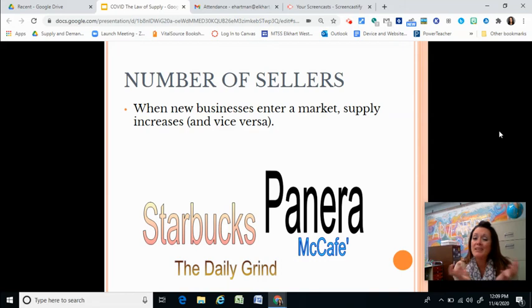Last determinant of supply is pretty common sense. It's the number of sellers. So when new businesses enter a market, the supply will increase. The opposite is also true.